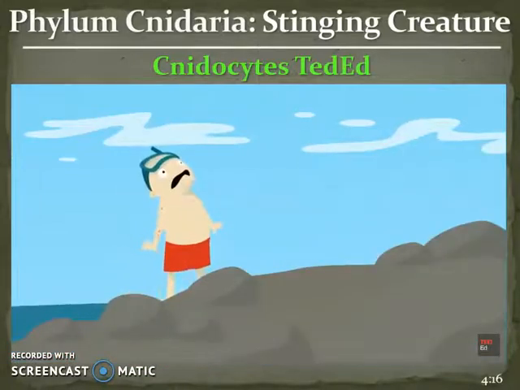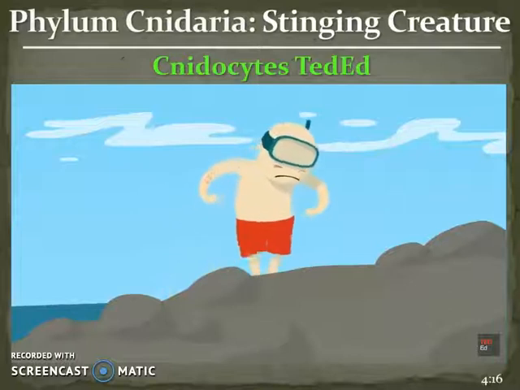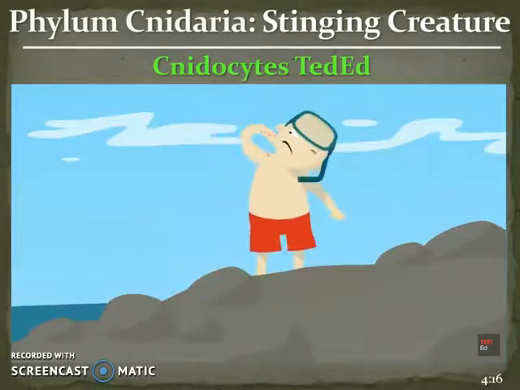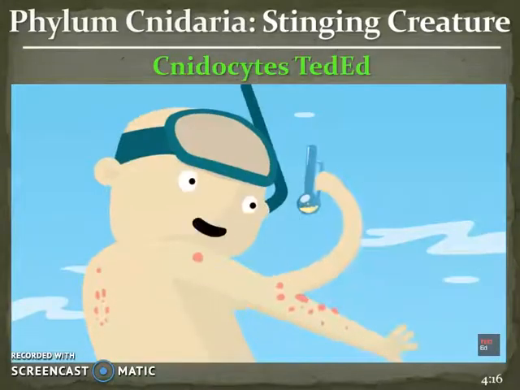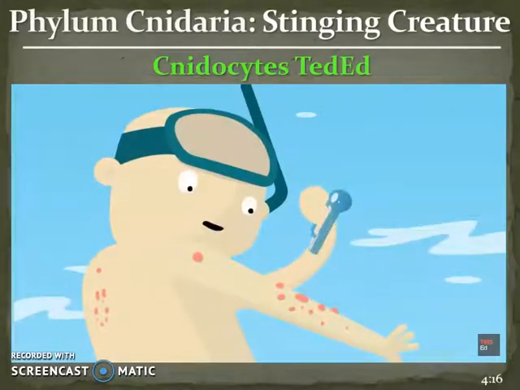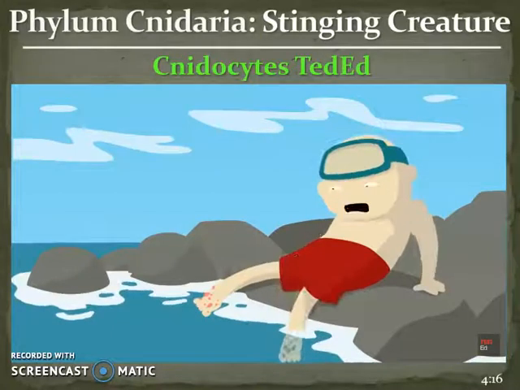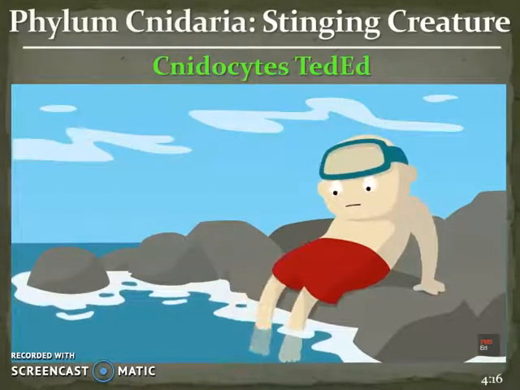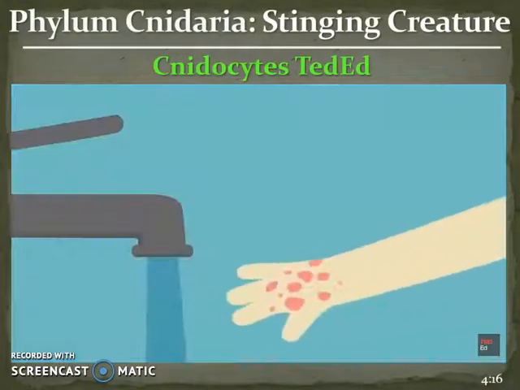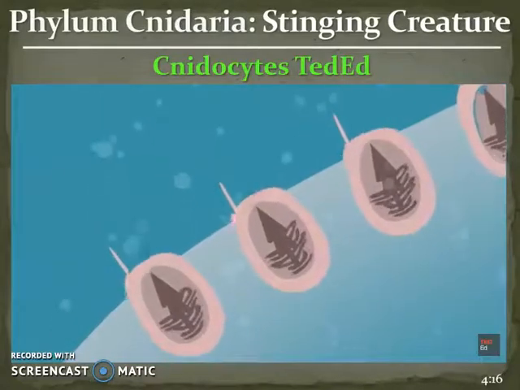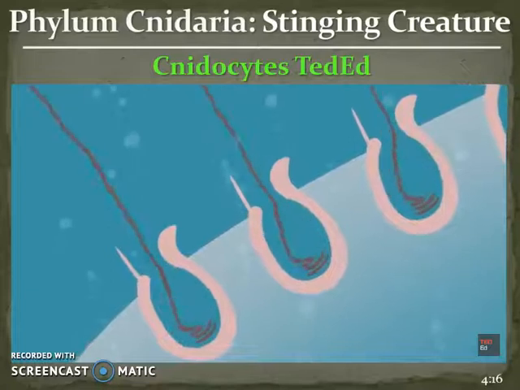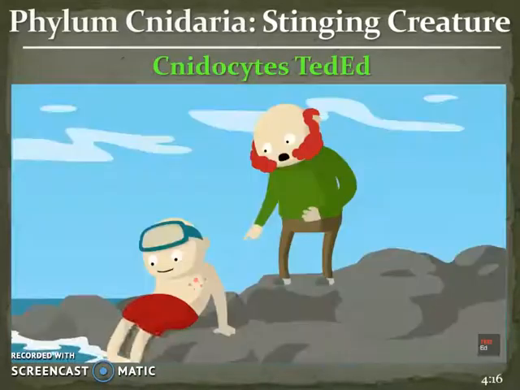Nematocysts can continue to fire even after a jellyfish has died, so it's important to remove lingering tentacles stuck to the skin. Rinsing with vinegar will usually render undischarged nematocysts inactive. Seawater can also help remove residual nematocysts. But don't use fresh water, because any change in salt balance alters the osmotic pressure outside of the cnidocyte and will trigger the nematocyst to fire.